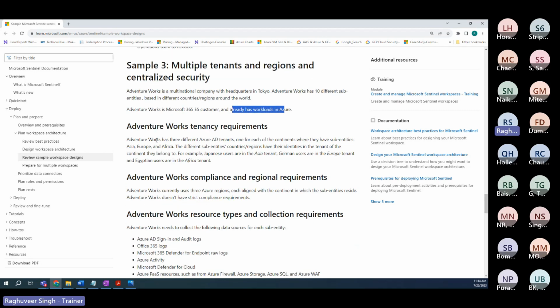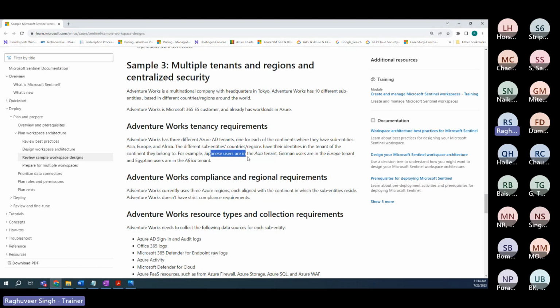Now tenancy, they have 3 different tenants, one for each continent, where they have sub entities. So they have 3 tenants: Asia, Europe, and Africa. So 1 tenant for Asia. Now inside Asia, they may have entities in 2 countries. So inside Asia, you have Japan, and let's say you have India also. Inside Europe, they have 1 tenant, and inside Africa, they have another tenant. The different sub entities, countries, regions have their identities in the tenant of the continent they belong to.